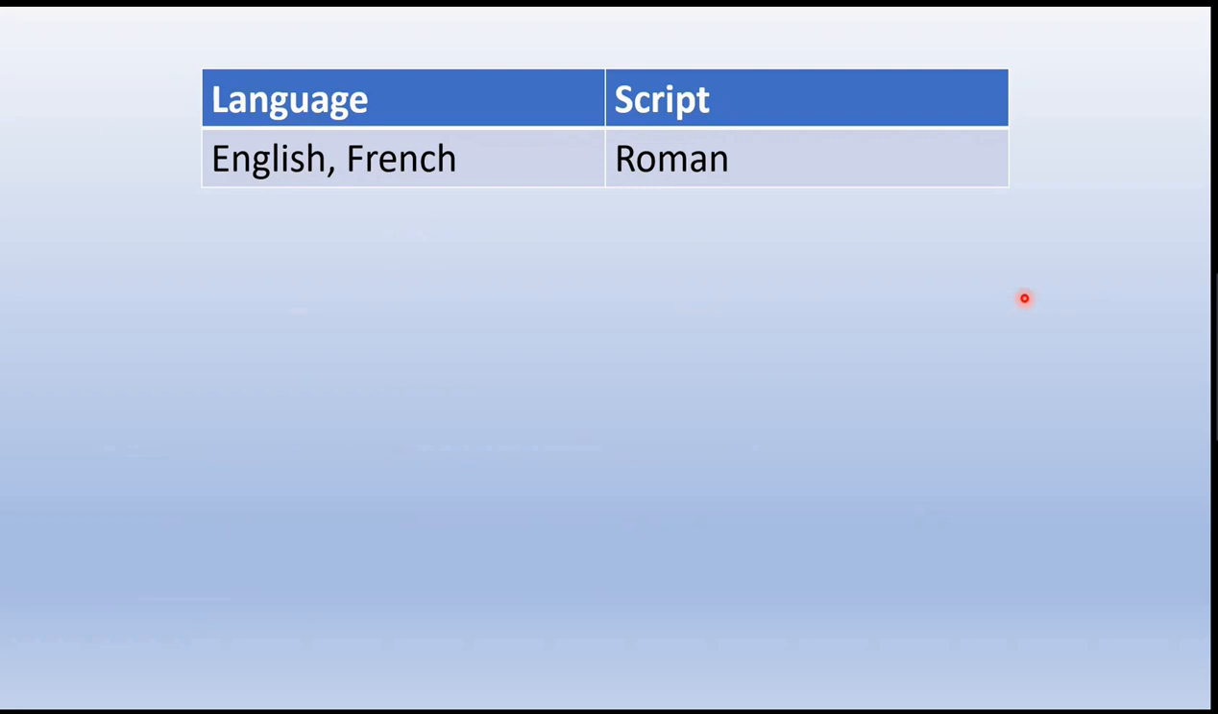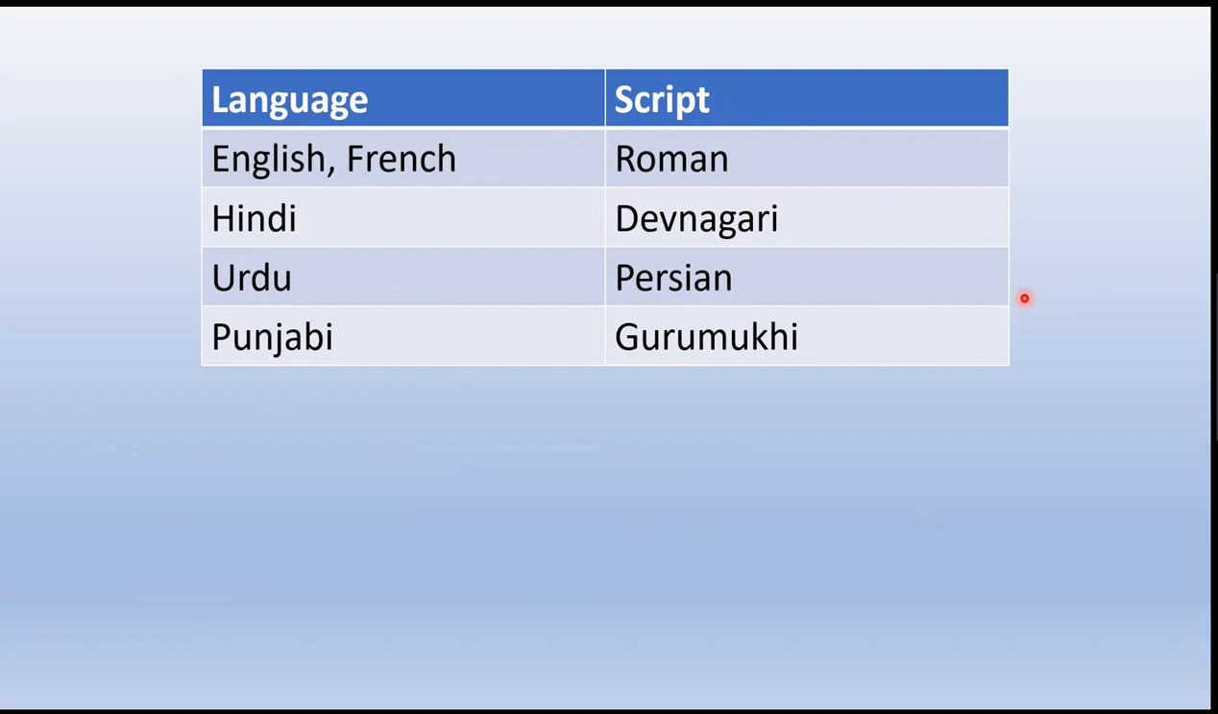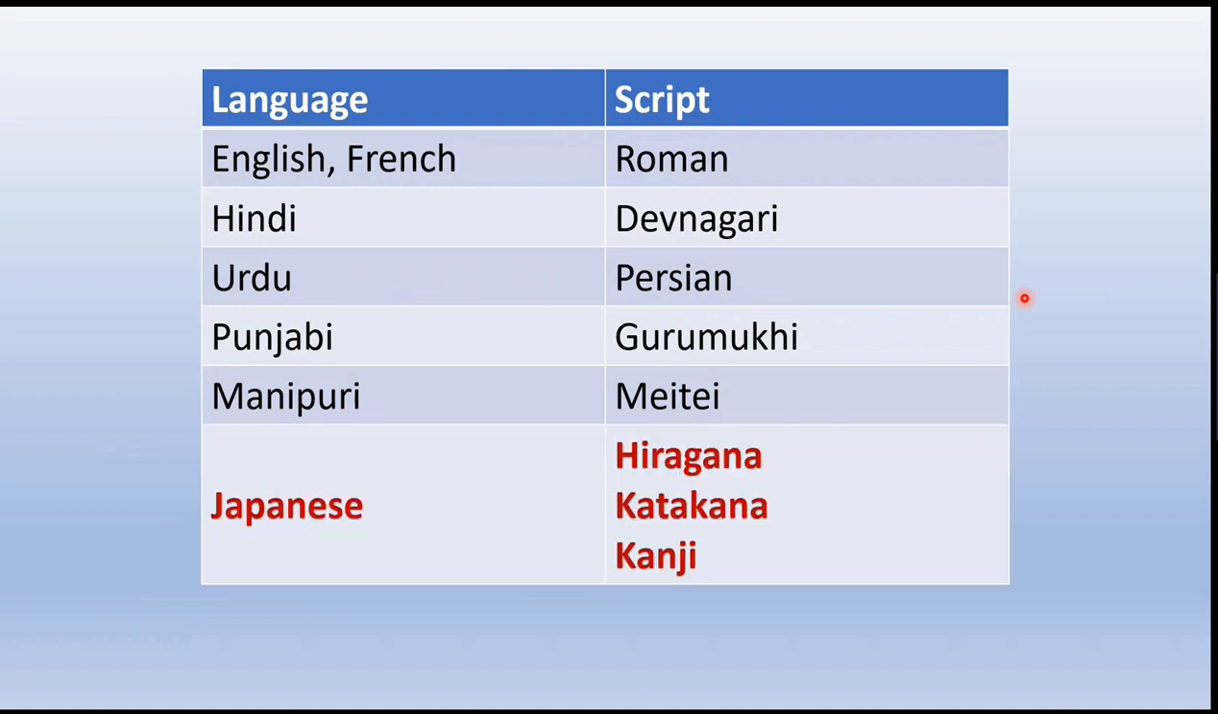For example, English, French, and other European languages are written in Roman script. Hindi is written in Devanagari script. Urdu is written in the Persian script. Punjabi, another Indian language, is written in Gurumukhi script. Manipuri is again an Indian language, but it is from the Sino-Tibetan family of languages, and it is written in the Meitei script. So we are interested in Japanese in this course.